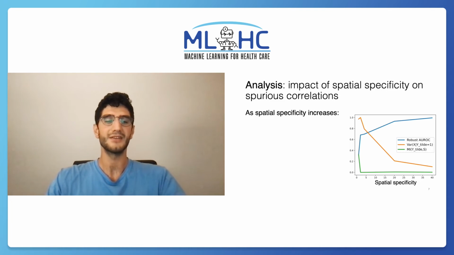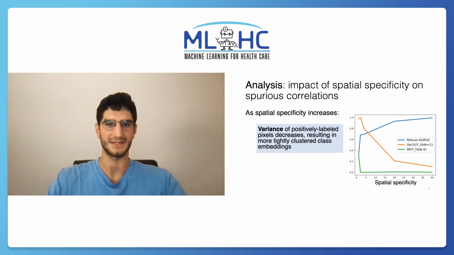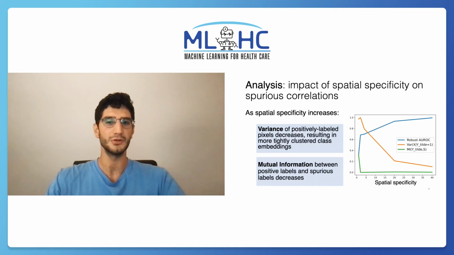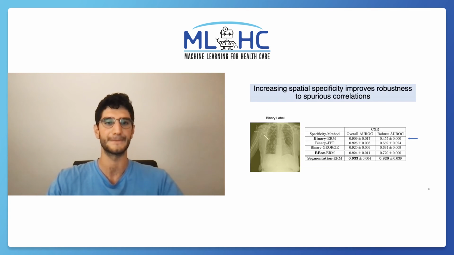In our work, we start off by presenting an analysis to understand the impact of spatial specificity on spurious feature robustness. We found that as we increase spatial specificity, we decrease the variance of positively labeled inputs, resulting in more tightly clustered class embeddings. We also found that the mutual information between abnormal labels and spurious labels decreases.